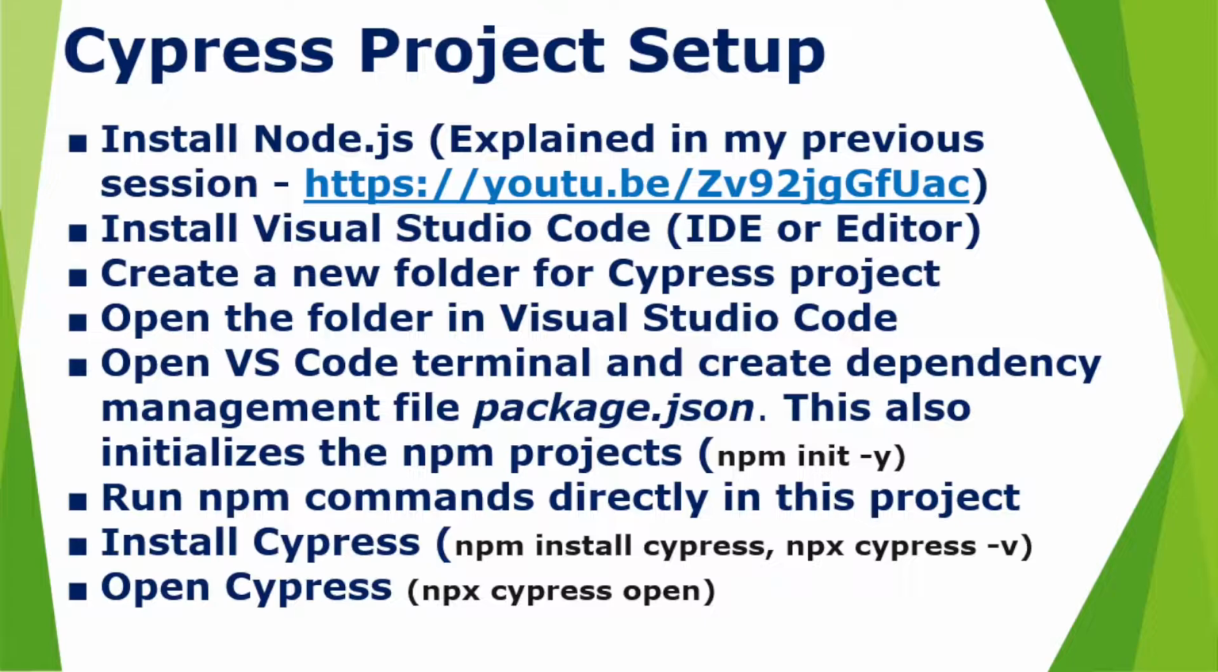Once we open Visual Studio Code, we are going to use the VS Code terminal to create the dependency management file, package.json. I'm going to explain this practically using Visual Studio Code. Then I'm going to run some npm commands to install Cypress. I'm going to teach you how we can install Cypress using Visual Studio Code, and then how we can open Cypress from the VS Code terminal.